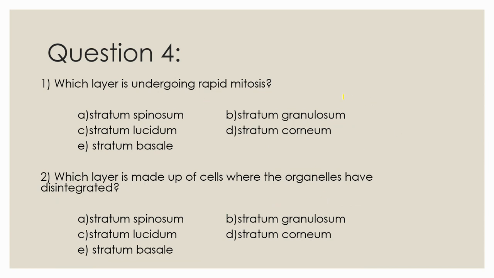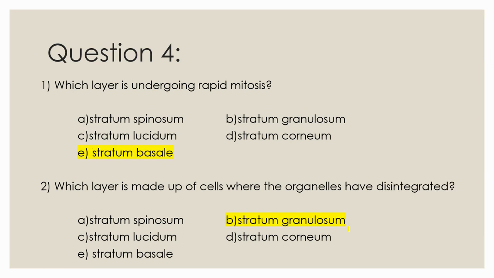All right, which layer is undergoing rapid mitosis? That is going to be the stratum basale. That's where the new cells are being made. Remember, it's the only tissue that's nourished enough because it's close to that dermal layer where the blood vessels are. And which layer is made up of cells where the organelles have disintegrated? That starts happening in the stratum granulosum, and that's when you start to have dead cells in your layers.